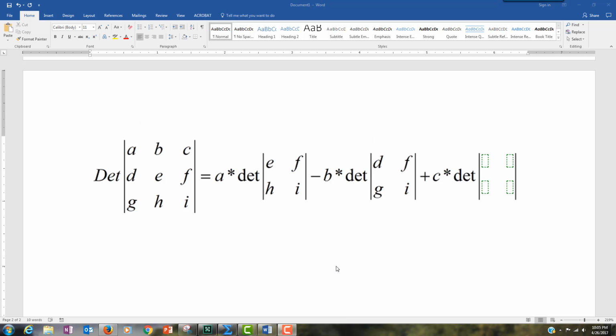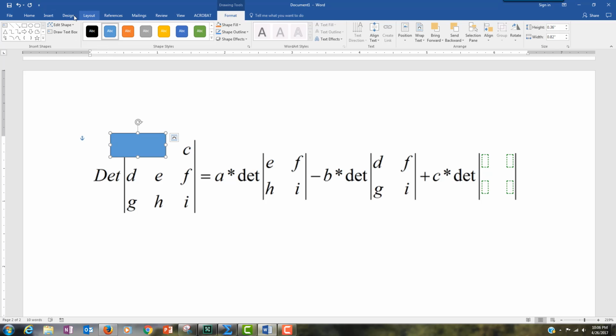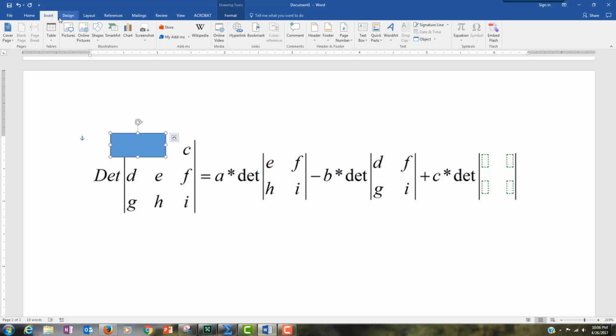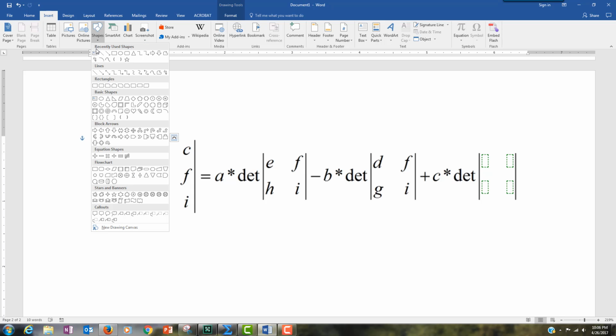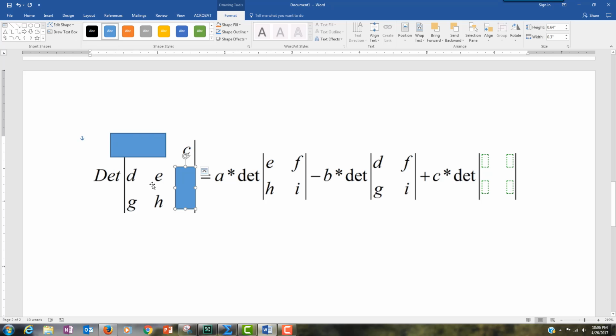All right, and then the last one is C. Again, we cover up the row and column associated with C, and whatever remains, once I've covered that up, is the matrix whose determinant we multiply C by. You notice we're left with D, E, G, H as far as that goes.